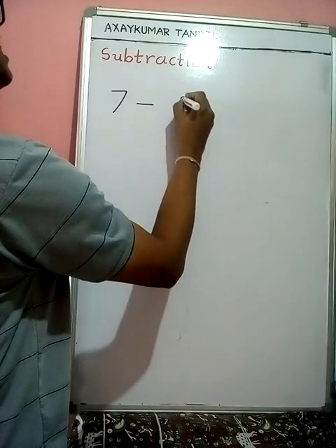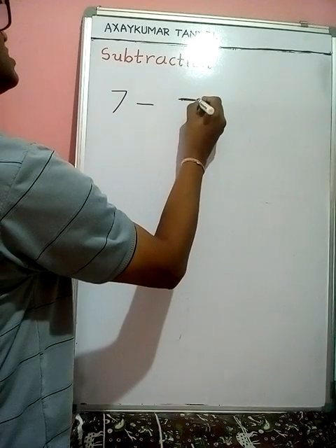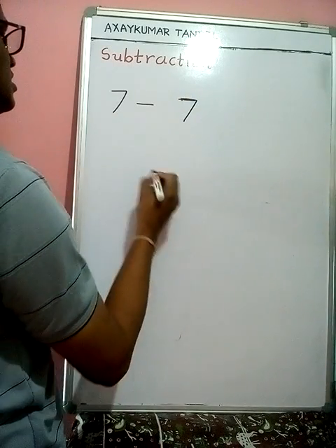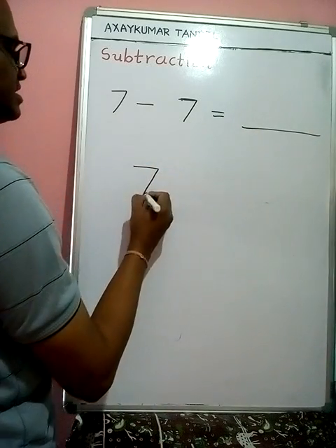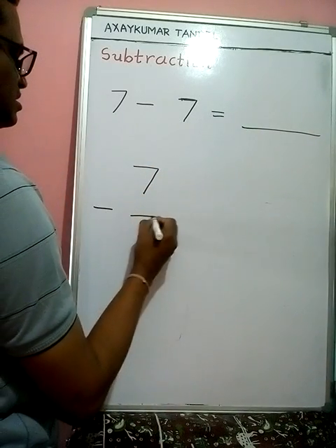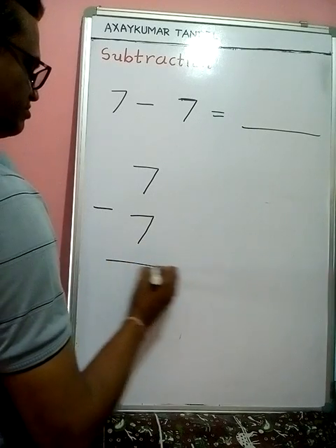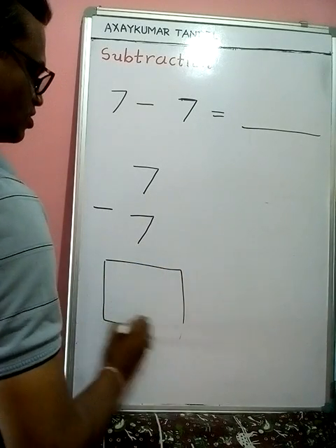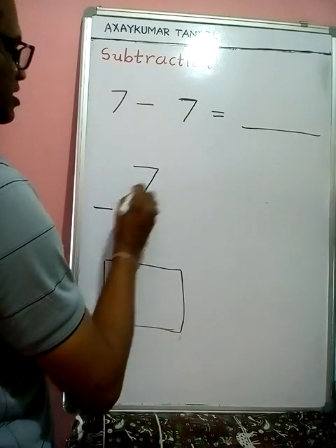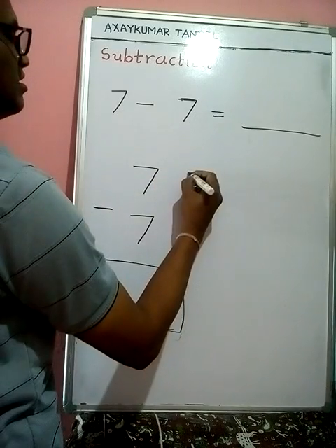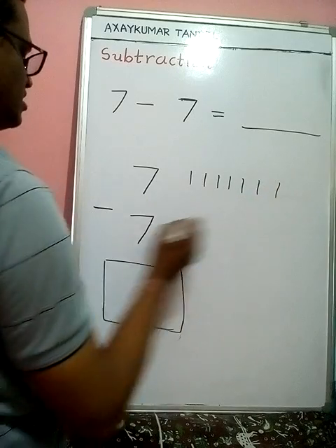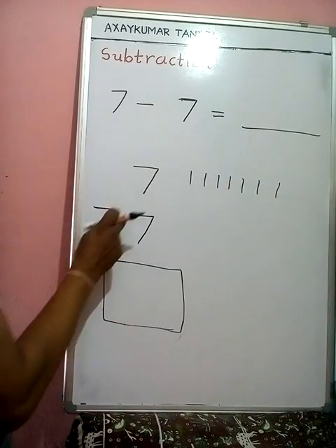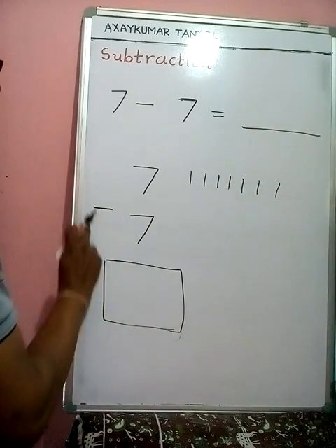Seven minus 7 is equal to how many? We write here 7 minus 7. 7 under 7. Making box for answer. We draw 7 lines. 1, 2, 3, 4, 5, 6, 7.